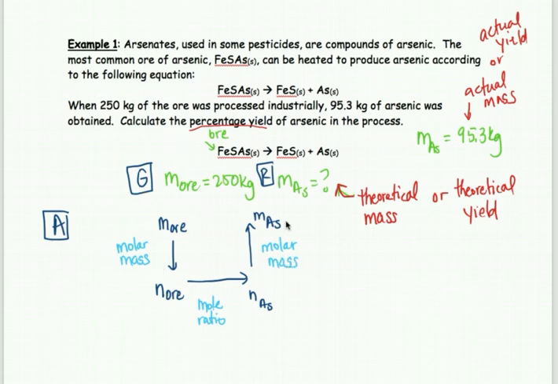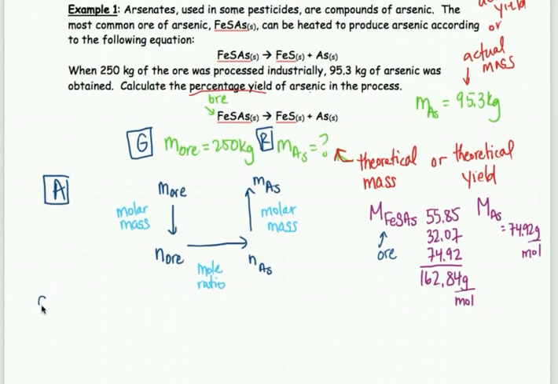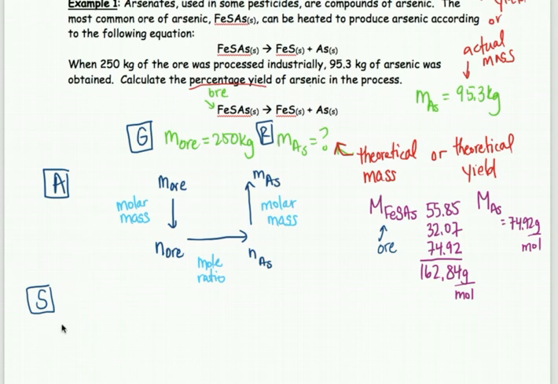So we need the molar mass, so I'm going to go and find those. So I found the molar mass of the ore, and just a reminder, this is the ore, and the molar mass of arsenic, which is what we need to find, so we can have them ready to go when we get to our calculations. All right, so I'm going to use the unit analysis method first, and then I'll show you the formula method. So we need to find the mass of arsenic, and again, we are calculating the theoretical mass right now.